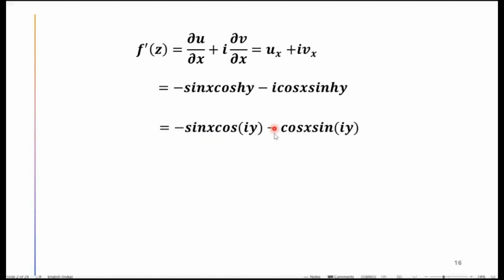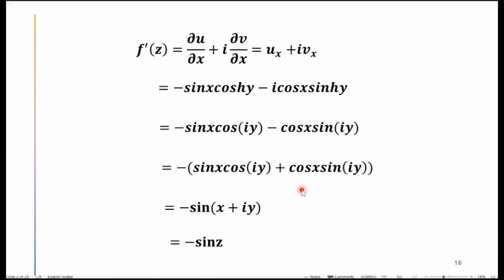Now if I take minus sign common, I will get sin a cos b plus cos a sin b, which is sin of a plus b, and that is equal to minus sin z. We know the answer, so try to adjust the terms in such a manner that you get sin of x plus i y.